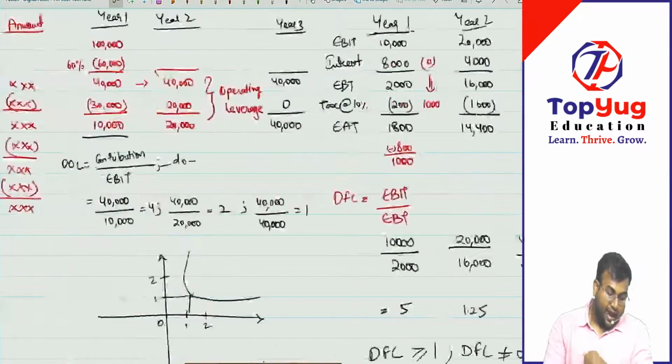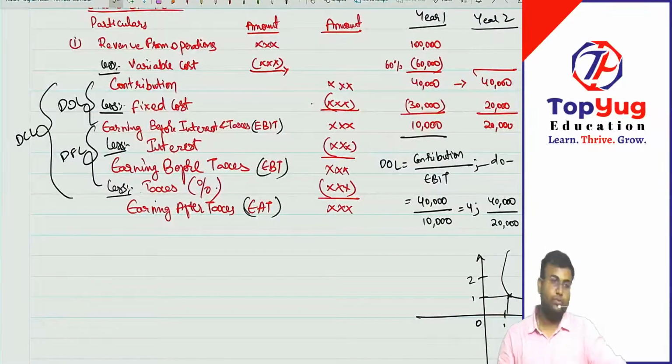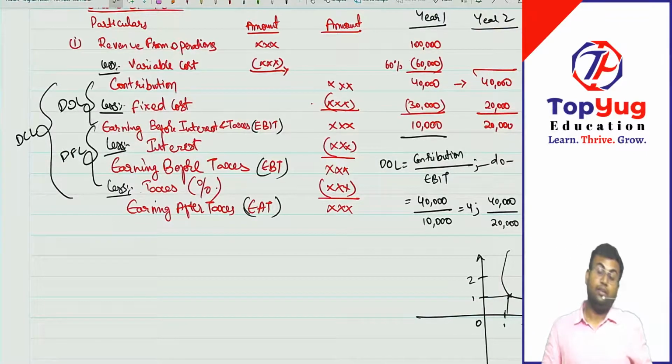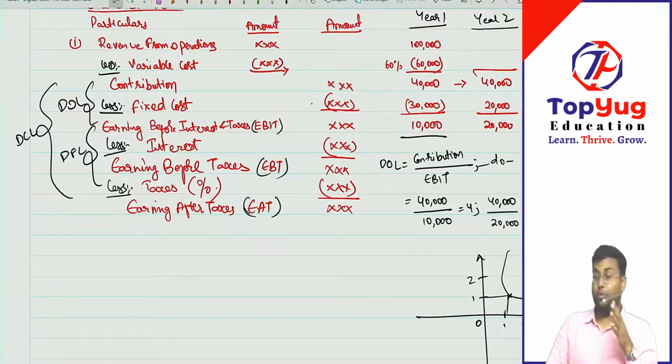Now, have we completed our income statement? No. What is left out if we have not completed? There is one more finance cost. That means DFL is not yet over. There is one more finance cost. What is it?